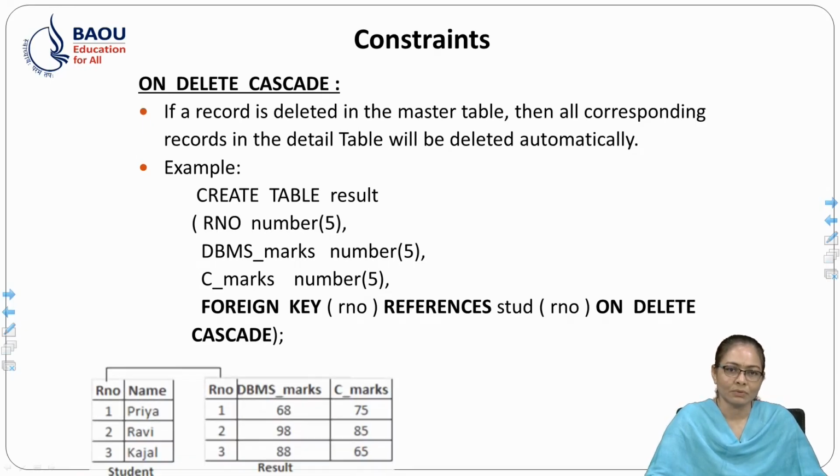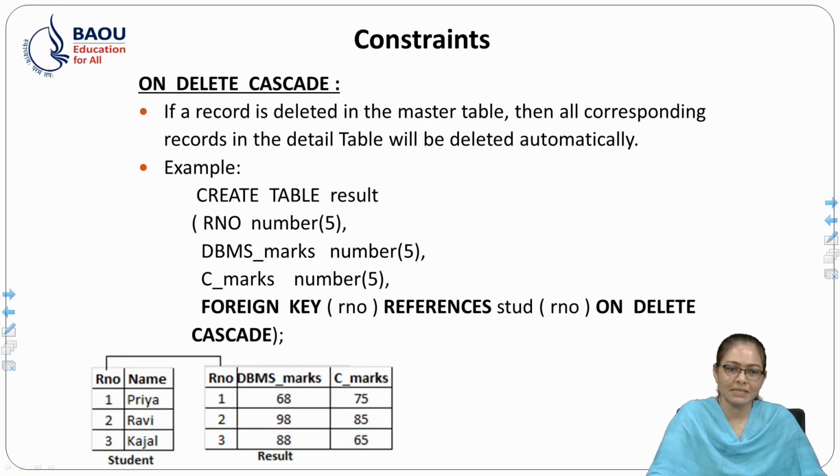Now here we see in the example, the roll number is related with the result table roll number. If we delete the record from the student table, then the record will be deleted from the result table automatically.